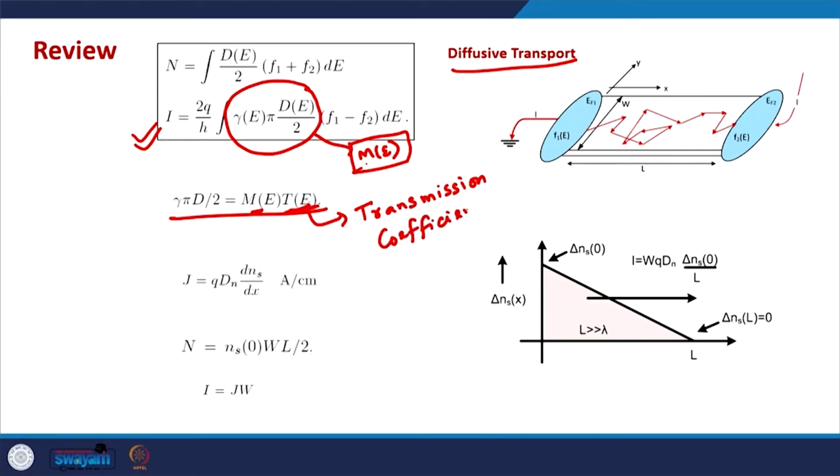And if we need to find out the current expression in the case of diffusive transport, we would need to find out the expression for T(E) essentially. And in order to find out T(E), we need to find out gamma(E). In order to find out gamma(E), we need to find out the tau_D essentially, which is the transit time in the case of diffusive transport.